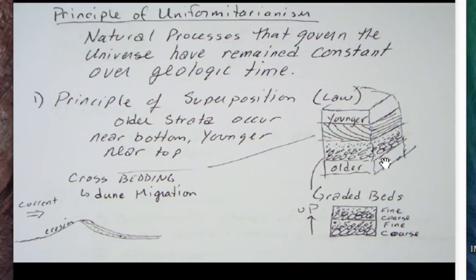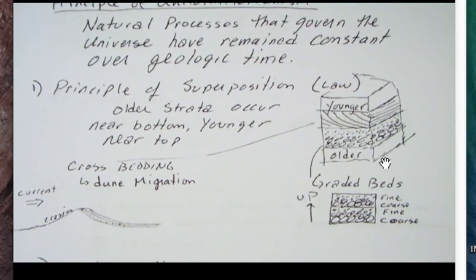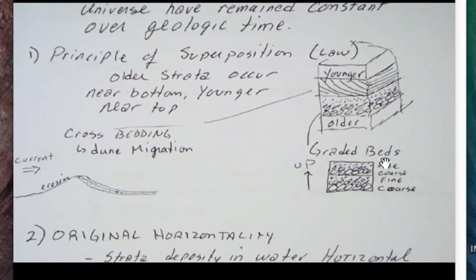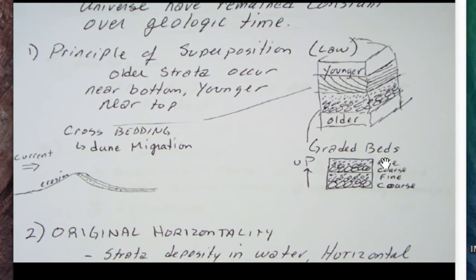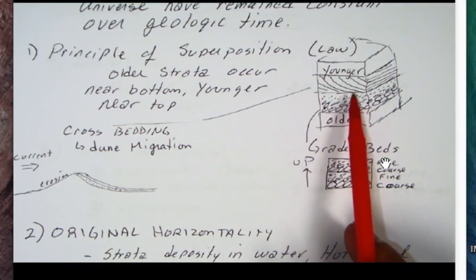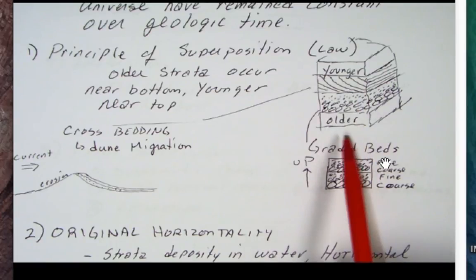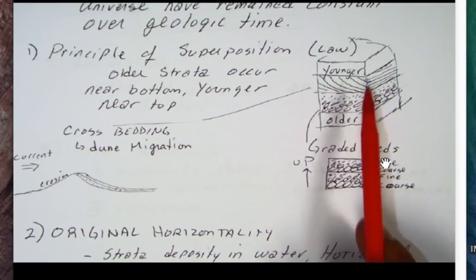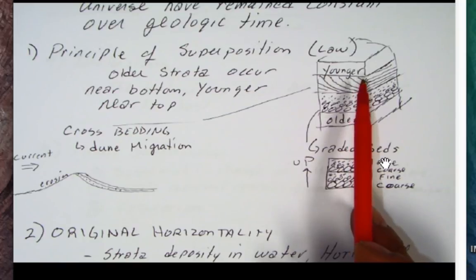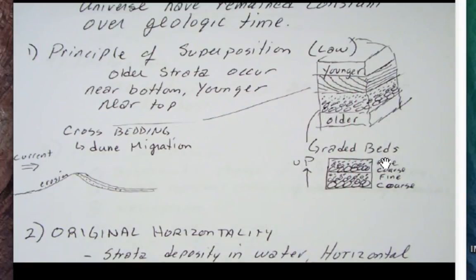So the first one is this principle of superposition. Now, sometimes it's called the law of superposition, but what we see here is in a layered sequence of strata. So these layers are strata, right? Each bed is a stratum or a layer. We'll see that the bottom ones should be older and the top ones should be younger, just like the Grand Canyon. You look over the edge, older rocks at the bottom, younger rocks at the top.